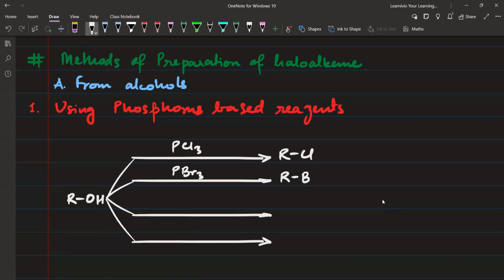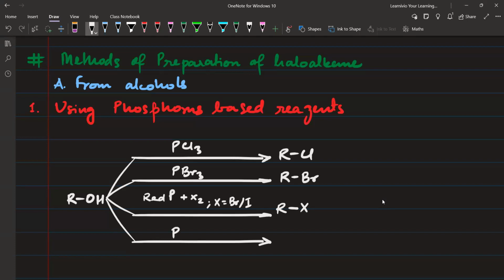Next one is red phosphorus plus X2. What is X2? X can either be bromine or iodine. So whatever the R is, you will write as it is. Instead of OH, you are going to put X. Now X can be anything, bromine or iodine, right? Either bromine or iodine can be used.